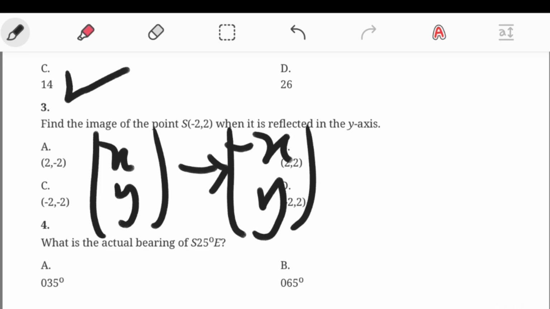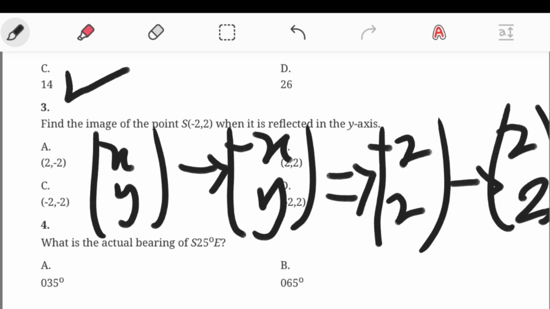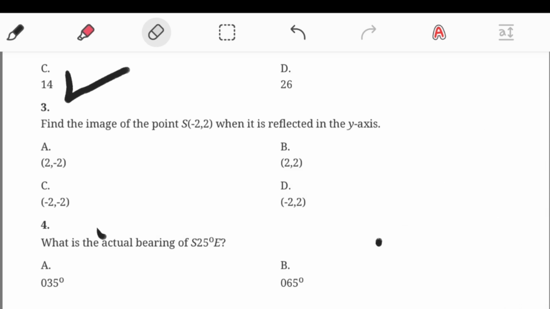So from here, the image of the point S (minus 2, 2): our x value is minus 2 here, and 2 is our y value. But it is reflected in the y-axis. So the formula says when it's reflected in the y-axis, x becomes what? Negative. But here, x is already negative, it's negative 2, so negative, negative gives you positive. So this will now map to 2, 2. The y remains the same, but the x becomes 2 because there's already a negative sign attached to the x value. So our answer here is 2, 2, which is B.